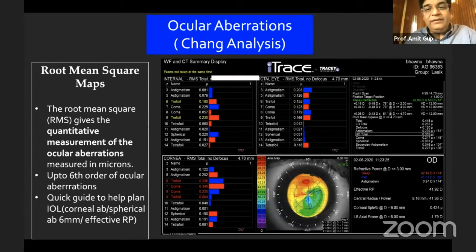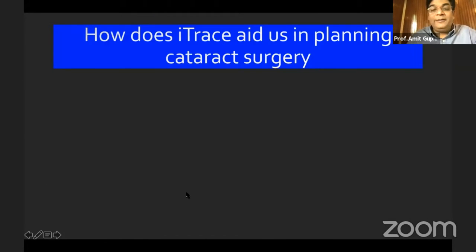The Chang analysis gives us ocular aberrations in a very simple format, and it quantifies it and color codes it. So it's very easy to spot that, okay, there's something wrong with this eye. For example, we see there are red marks here. The red aberration means they are significant. If they are white, they are not significant.